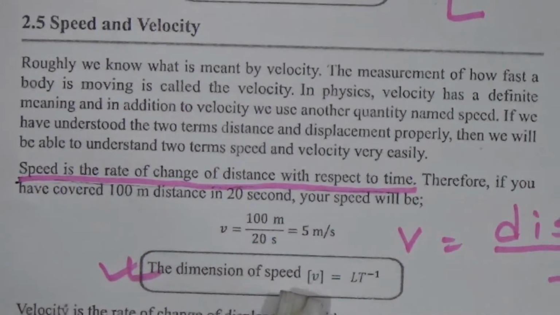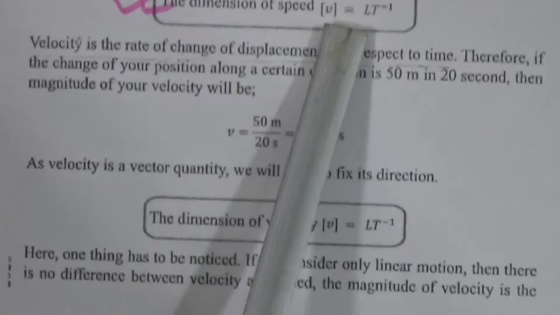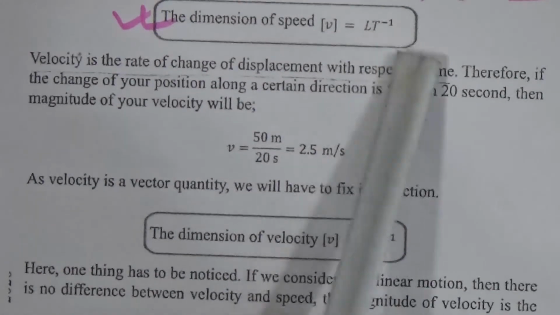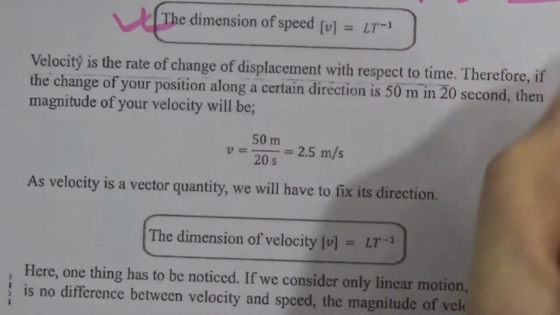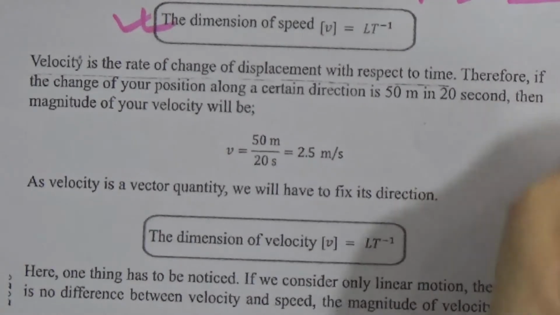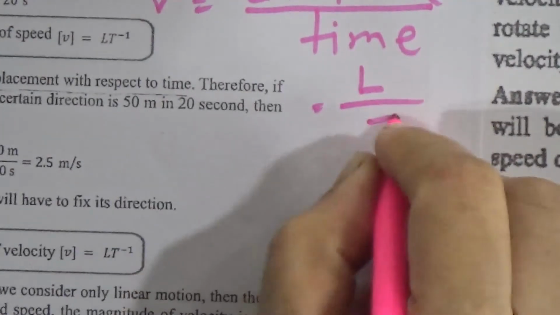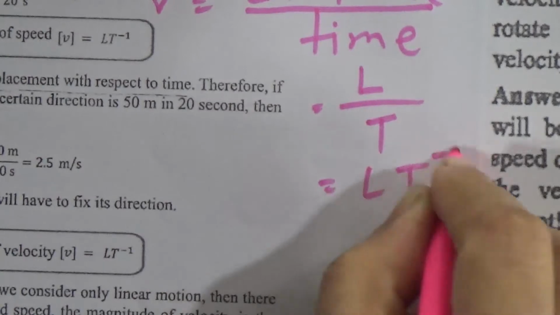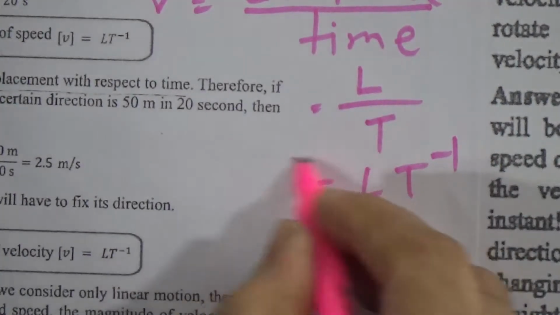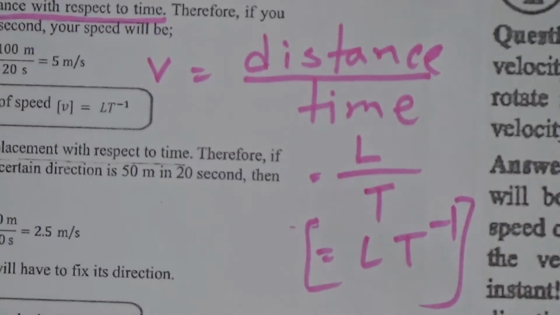The dimension of speed is V equal L per T. The dimension of distance is L and time is T. That means L per T. This is the dimension of speed.